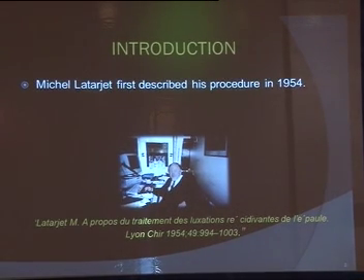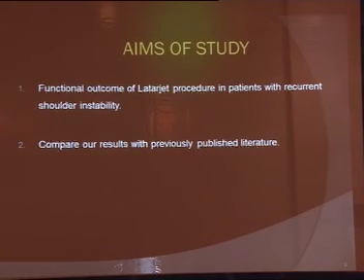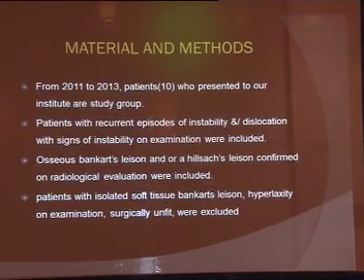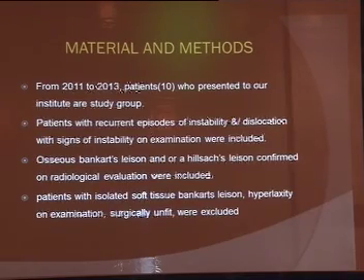The main principle of this procedure is to reconstruct the glenoid arc by the coracoid process and dynamically stabilize the joint by the conjoint tendon and the subscapularis. The aim of our study is to know the functional outcome of the Latarjet procedure and to compare our results with the previously published literature. Coming to materials and methods, from 2011 to 2013, all the patients presented to our department with recurrent shoulder instability or dislocation were evaluated clinically and radiologically. All patients with an articular bony Bankart lesion and/or a Hill-Sachs lesion were included, and patients with an isolated soft tissue Bankart lesion, hyperlaxity on examination, or who were surgically unfit were excluded.